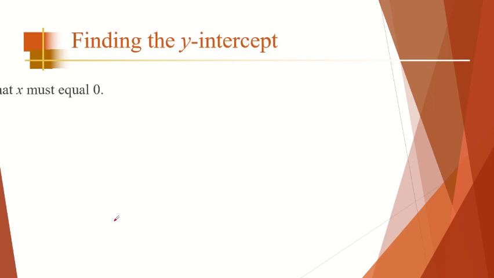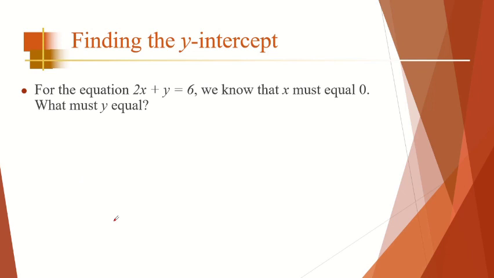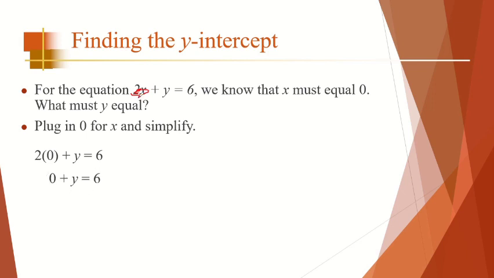Next, to find the y-intercept. For the equation 2x plus y equals 6, we know that x must equal 0. What must y equal? So, plug in 0 for x and simplify. Since x is 0, 2 times 0 is 0, so that is gone. What remains? y equals 6. So, 0, 6 is the y-intercept of the line.